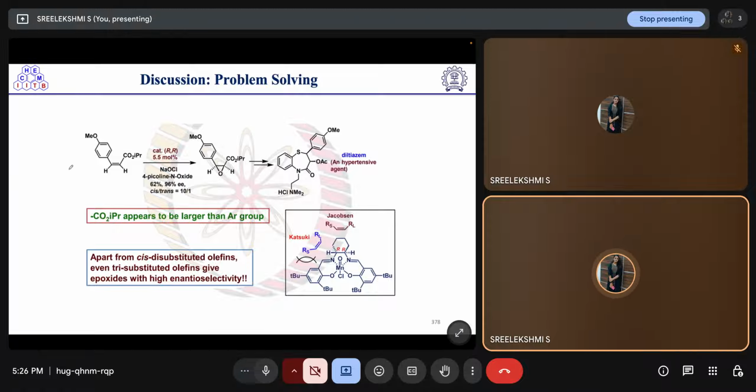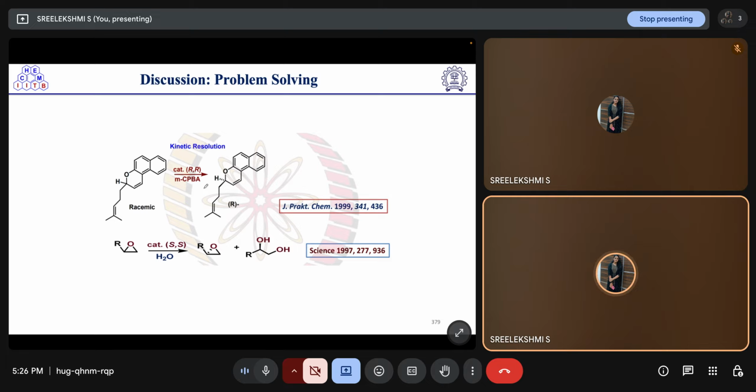Now this is another example. So here CO2 IPR appears to be a larger group than the aromatic group. So we are getting this particular compound, which is used in the synthesis of diltiazem, which is an antihypertensive agent. And apart from cis disubstituted olefins, even trisubstituted olefins give epoxide with high enantioselectivity.